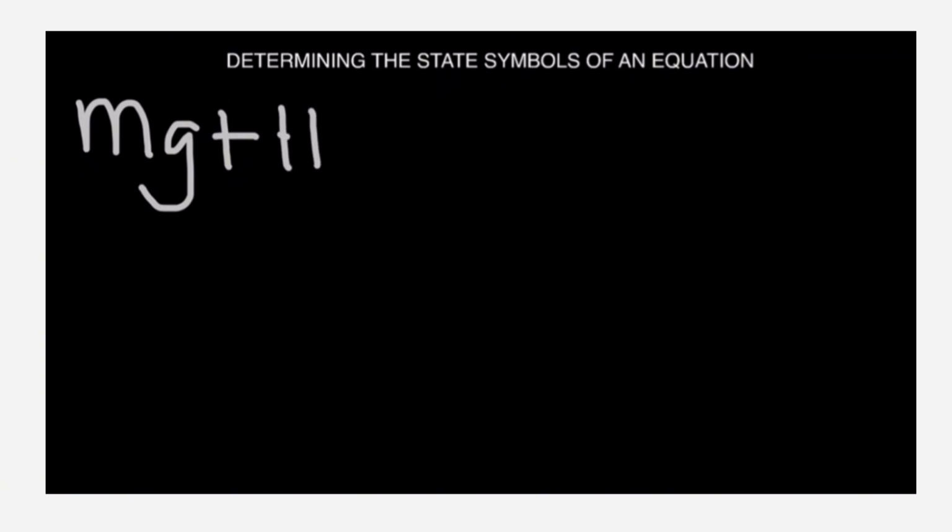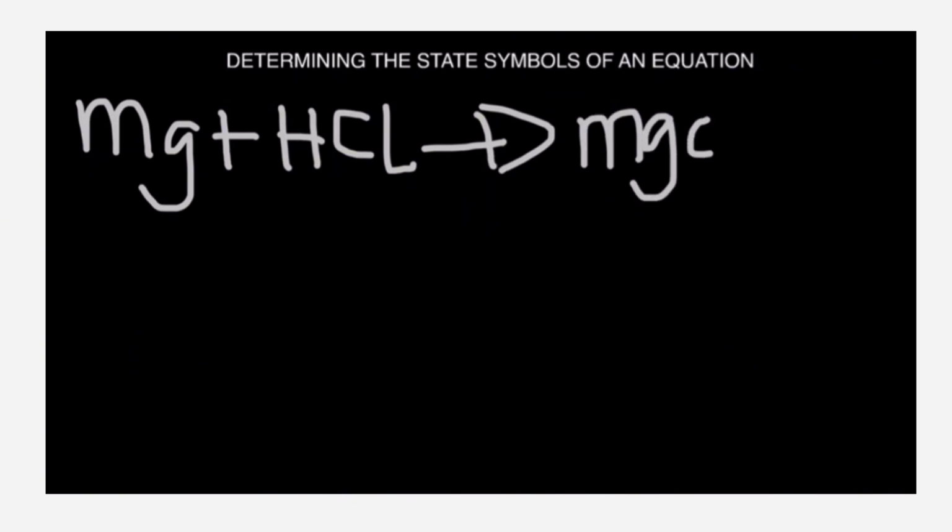In this video, we shall understand how to determine a state symbol in a chemical equation. So let's look at the reaction between magnesium and hydrochloric acid. That will give us magnesium chloride, which is written as MgCl2, plus hydrogen gas, H2.